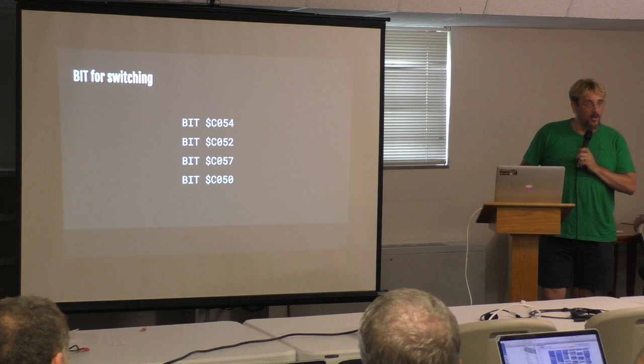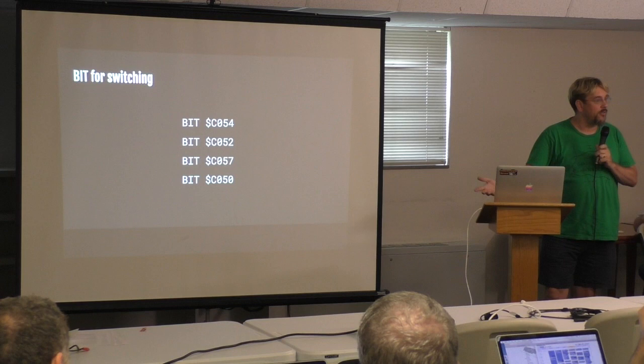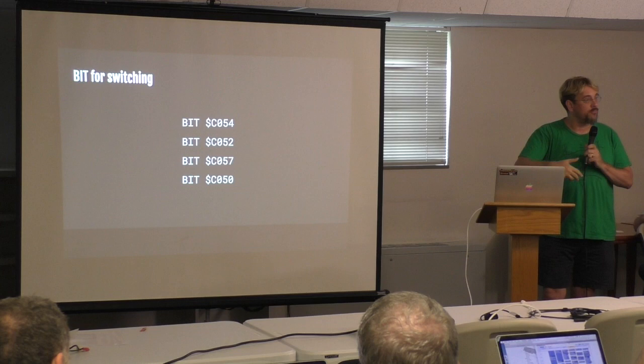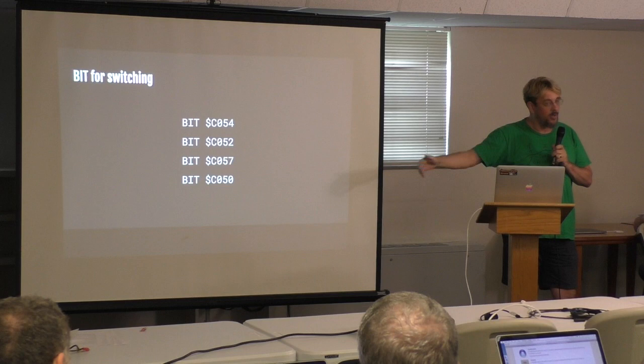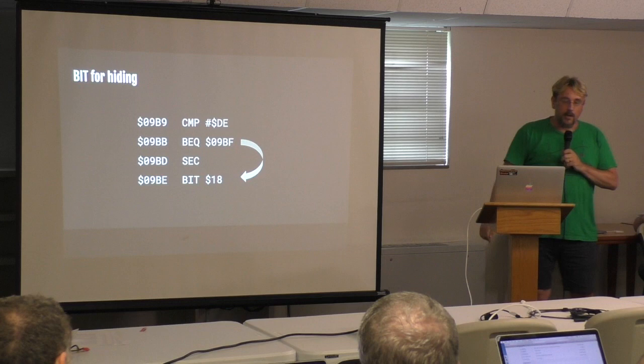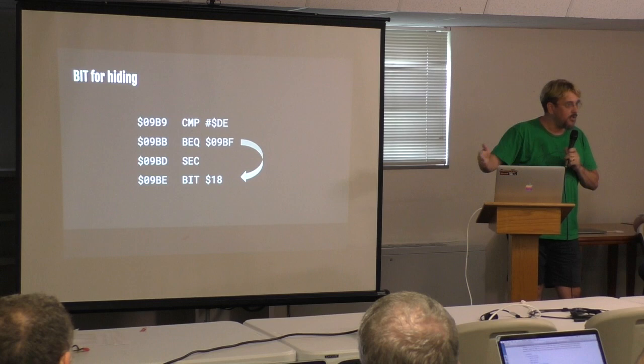Obviously, for soft switches like disk-related things, C0EC to get the value of the data latch, you actually want the value, presumably, so you need to use LDA. But for things where you just need to hit it so that something happens, like switching graphics modes or switching memory banks, you can use BIT. BIT for hiding. This is a fun, cute obfuscation technique, but also a way to save one byte, potentially, depending on how your code is structured.